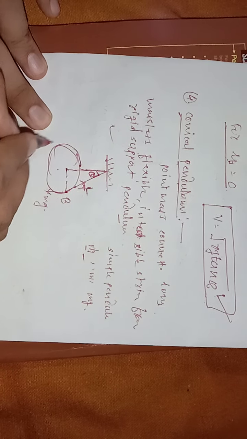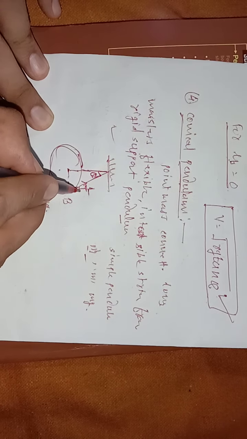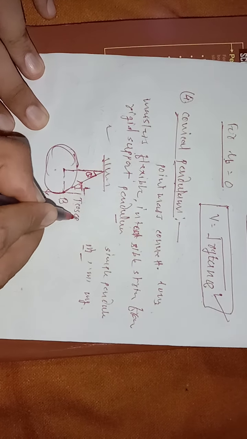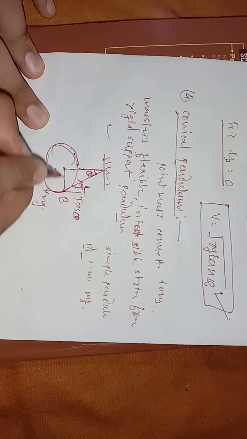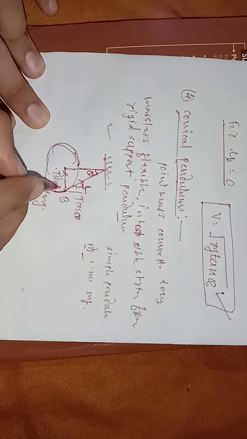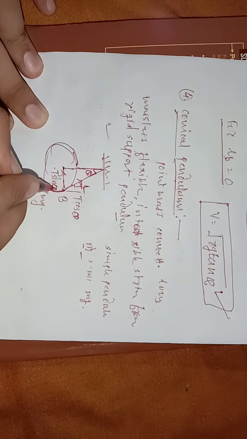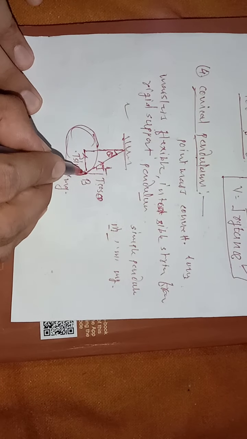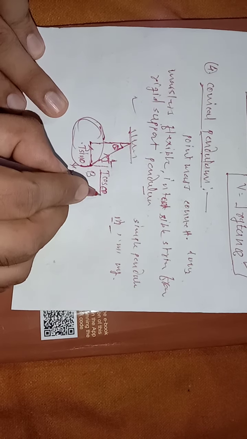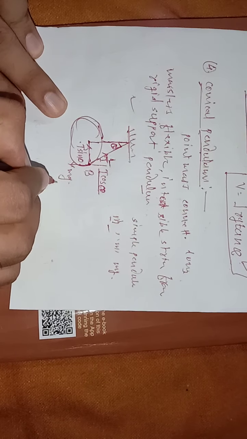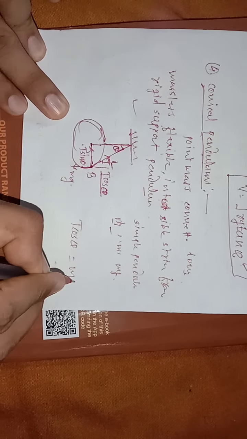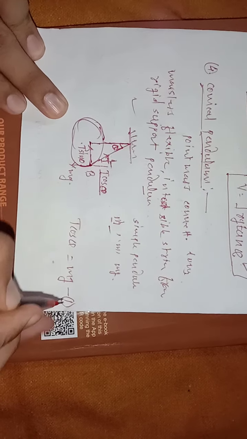Here also the tension T can be resolved into two mutually perpendicular components. The first component, T cos theta, balances the weight of the bob, and the second component, directed towards the center, is T sin theta. These are the two components of tension in the string. So we can write the first equation: the vertical component T cos theta balances the weight, T cos theta is equal to mg. This is equation number 1.